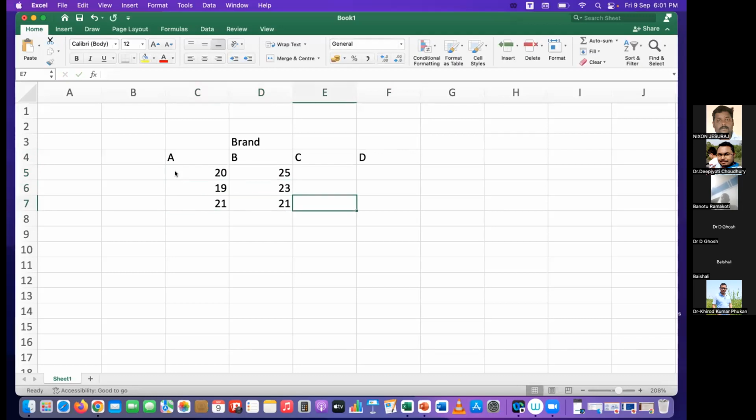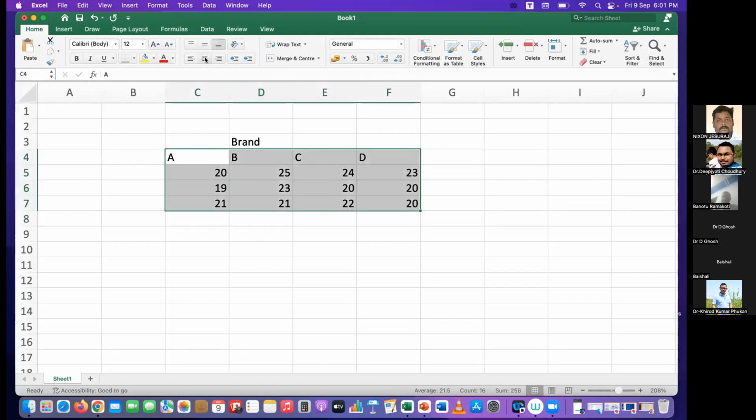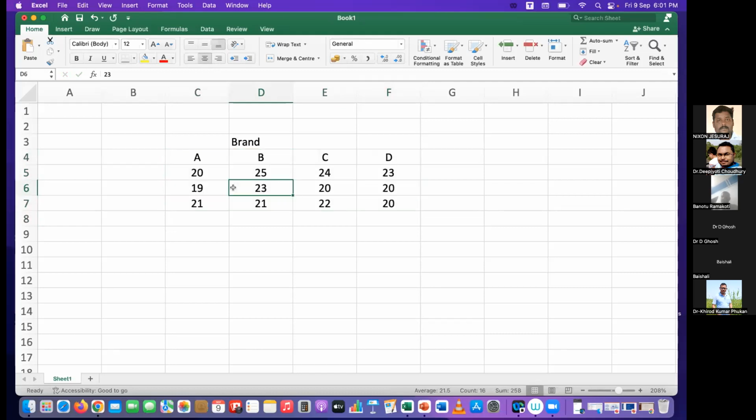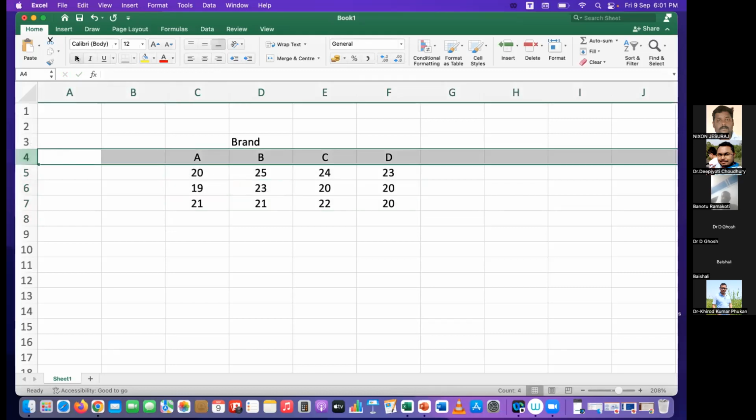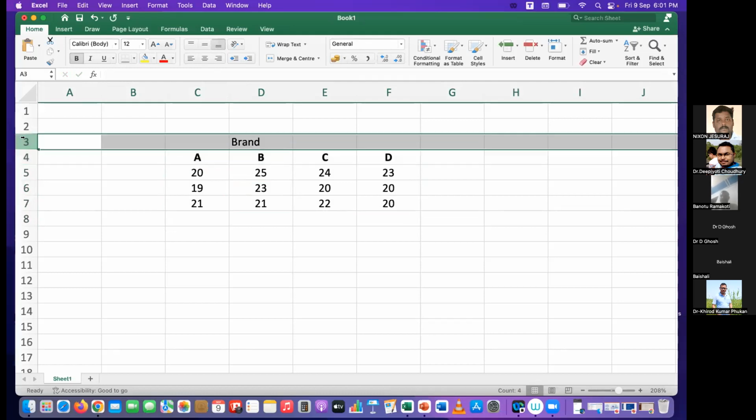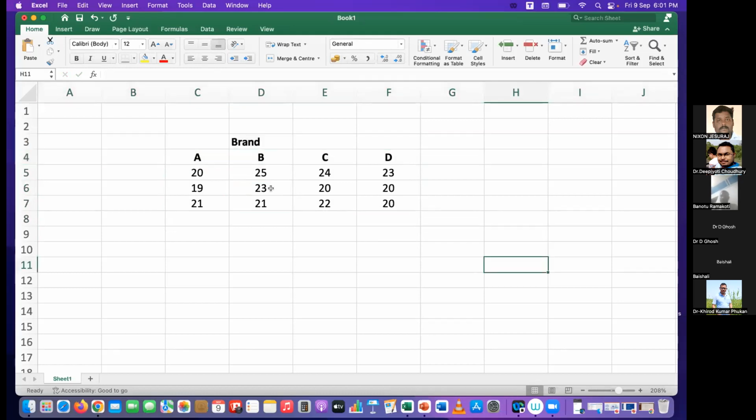Here, further to this, I do have the observation like 24, then 20, and then 22. Further to this, in case of D, that is 23, then 20, then further 20. Now, it's all about the setting of my observation of all such values here, and I'd like to have a glance at these values. These are the 4 brands of electric bulbs, and these are the lifespans represented in hundreds of hours.